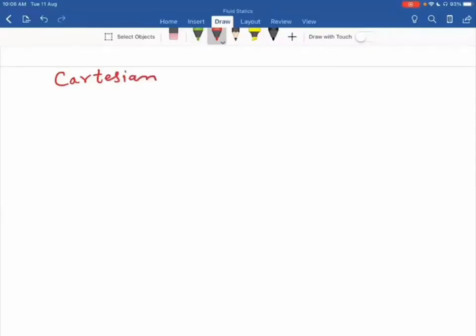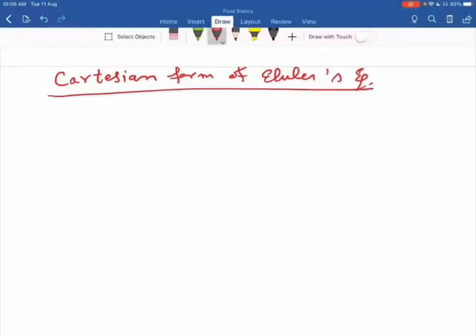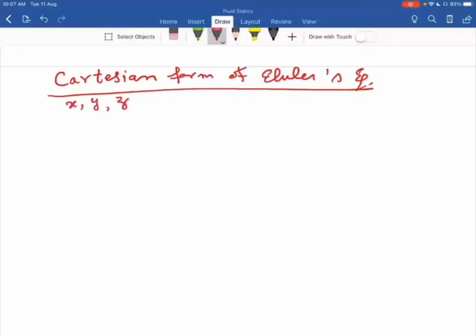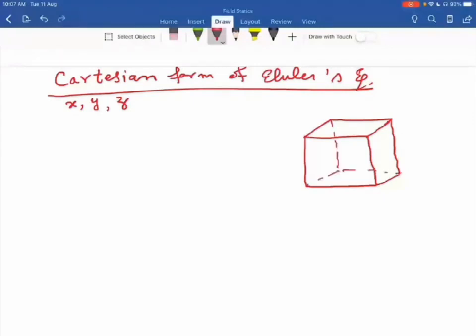Form of Euler's equation. Okay, this is the Cartesian form. So Cartesian form means we have to derive Euler's equation in x, y, and z coordinates. So this is the element made from some fluid. Then we have three directions: this is direction x, direction y, and this is direction z.